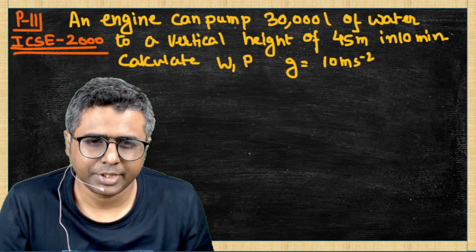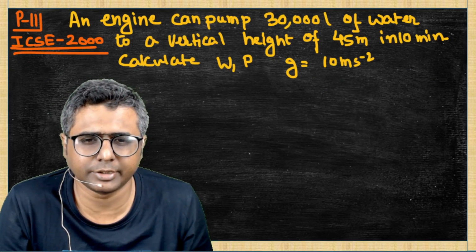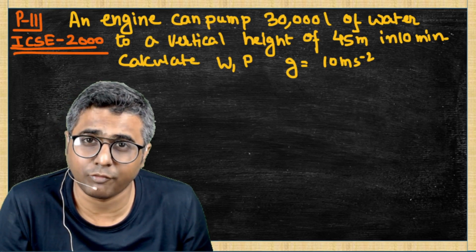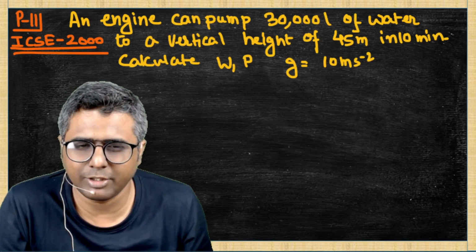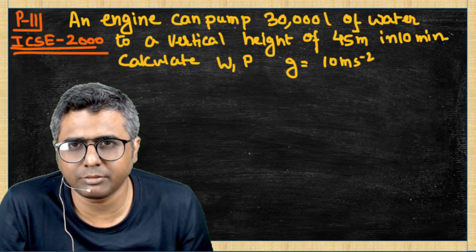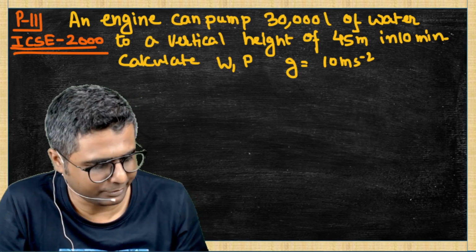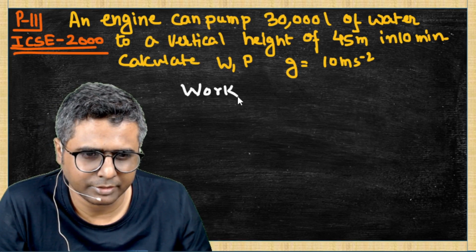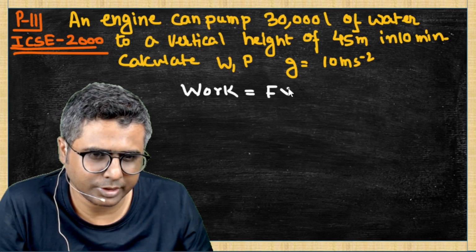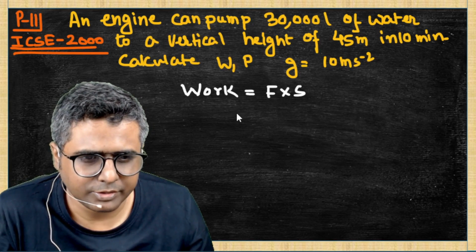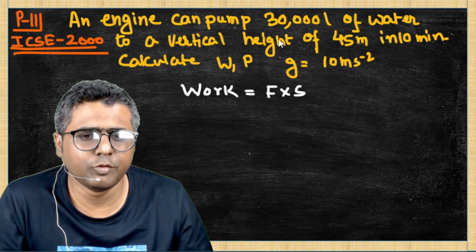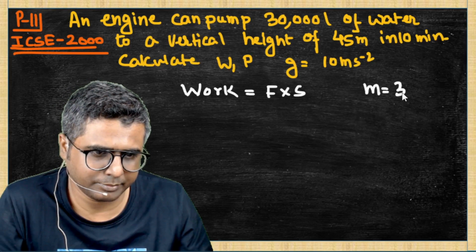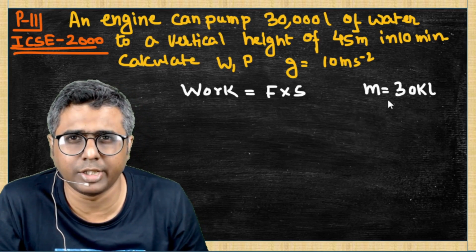Our next problem: an engine can pump 30,000 liters of water to a vertical height of 45 meter in 10 minutes. Calculate the work and the power developed by the engine. The value of g is given. So we have to calculate work first and then we'll think about the power. Again I think it will be formula based. The work done formula is force into displacement. Here we are moving up 30,000 liter of water, so that is 30 kiloliter.